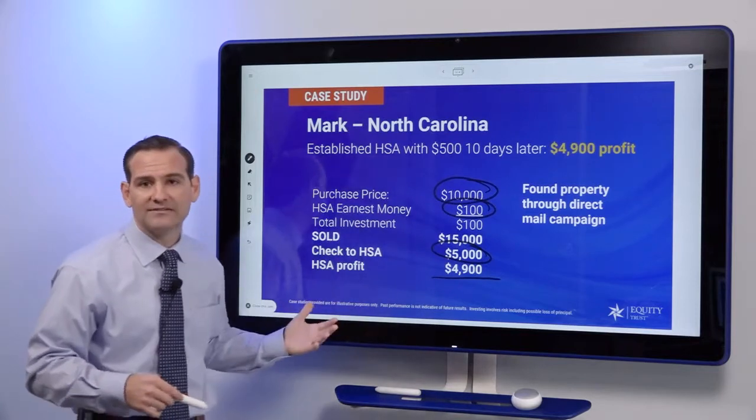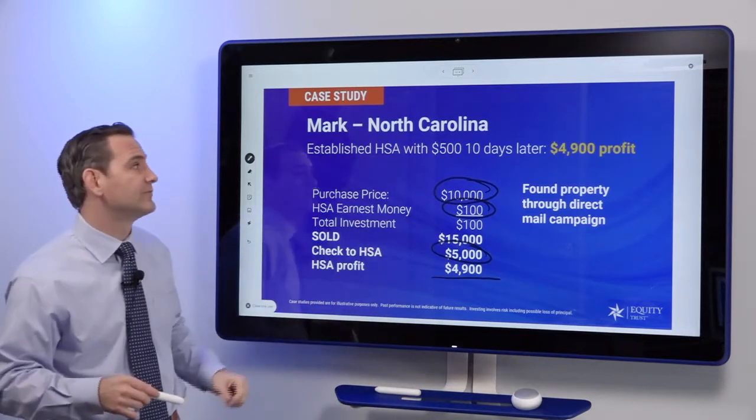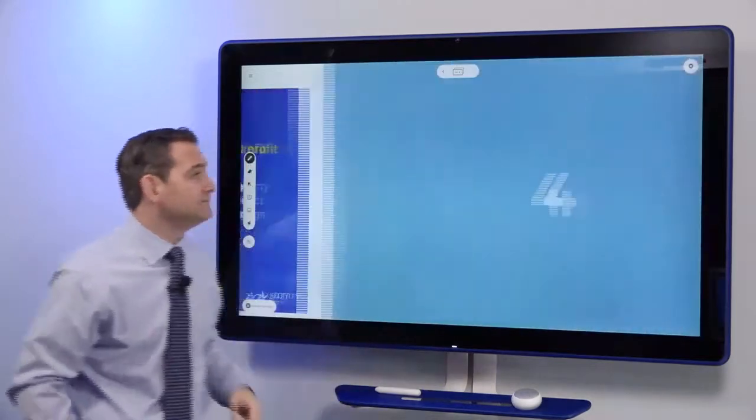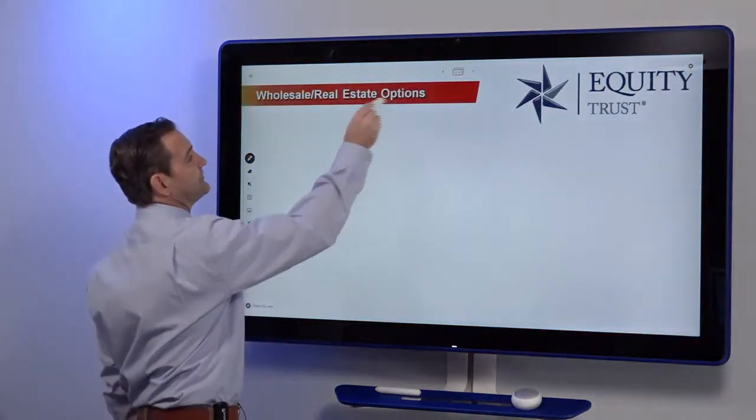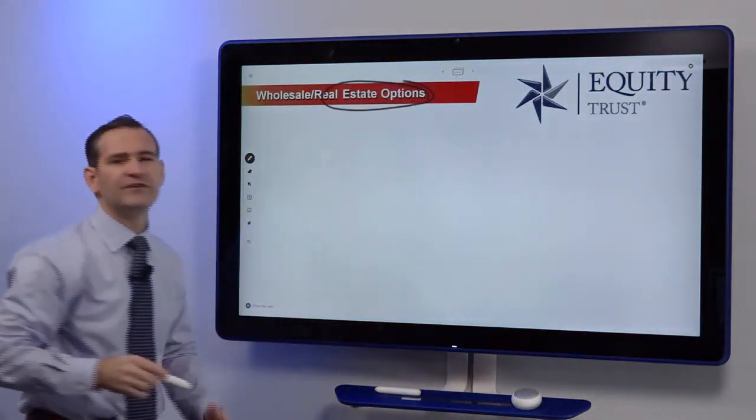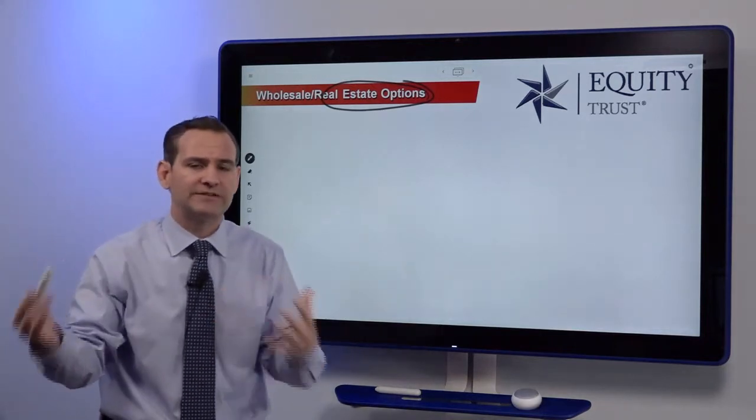You name the tax exempt investment account, you can deploy this type of strategy. All right, lastly, real estate options. So let's talk about a real estate option, very similar to a wholesale type transaction.